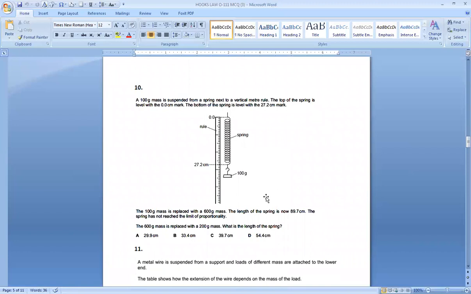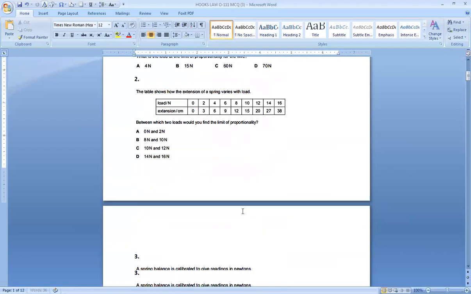Number 10 is a bit difficult. You have to pay attention to it. If you have a copy and pencil, keep it with you. A 100-gram mass is suspended from a spring next to a vertical meter rule. The top of the spring is level with the 0.0 centimeter mark. The bottom of the spring is level with the 27.2 centimeter mark. The 100 gram mass is at the spring level 22.7. The 100 gram mass is replaced with 600 gram. Remember, 100 is replaced with 600.